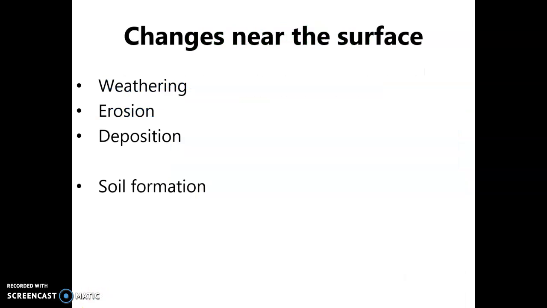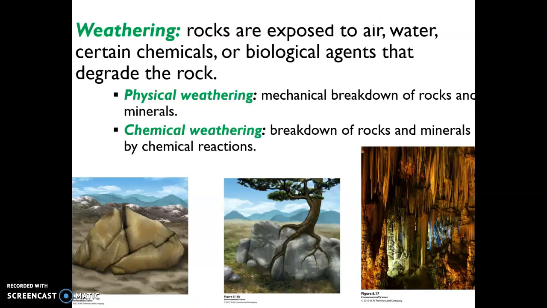So now, as part of the rock cycle and part of the greater piece, the tectonic cycle, we will look at changes that take place near the surface of the Earth. And there are three interrelated but distinctly different processes: weathering, erosion, and deposition, and a fourth process, soil formation. So first, let's look at weathering, erosion, and deposition. The first part of this process is weathering. Rocks are exposed to either air, water, chemicals, or biological agents which degrade or break down the rock.